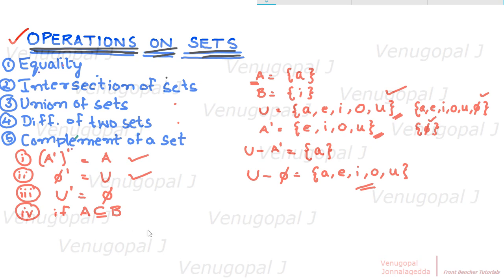If A is a subset of B, then B complement is a subset of A complement. Okay, B complement is a subset of A complement. If A is a subset of B, then B complement is a subset of A complement. So do these 2, 3 and 4, put it in the comment section, and let's see how it goes.